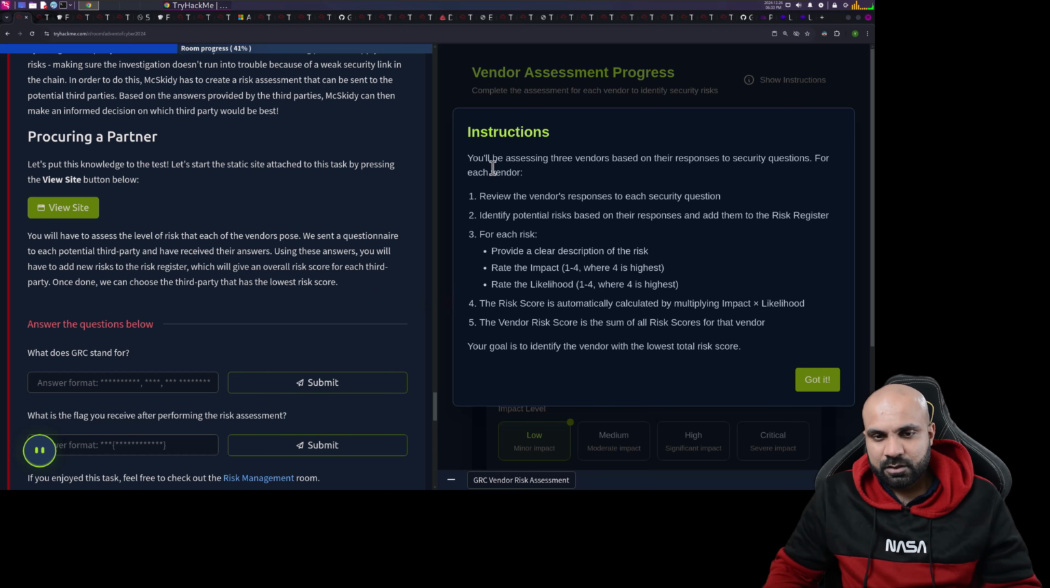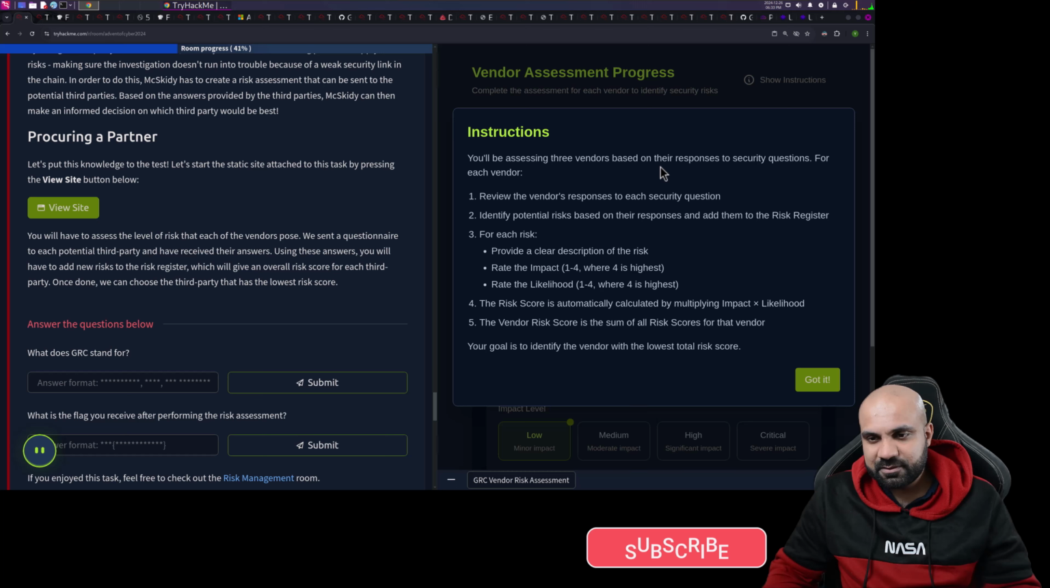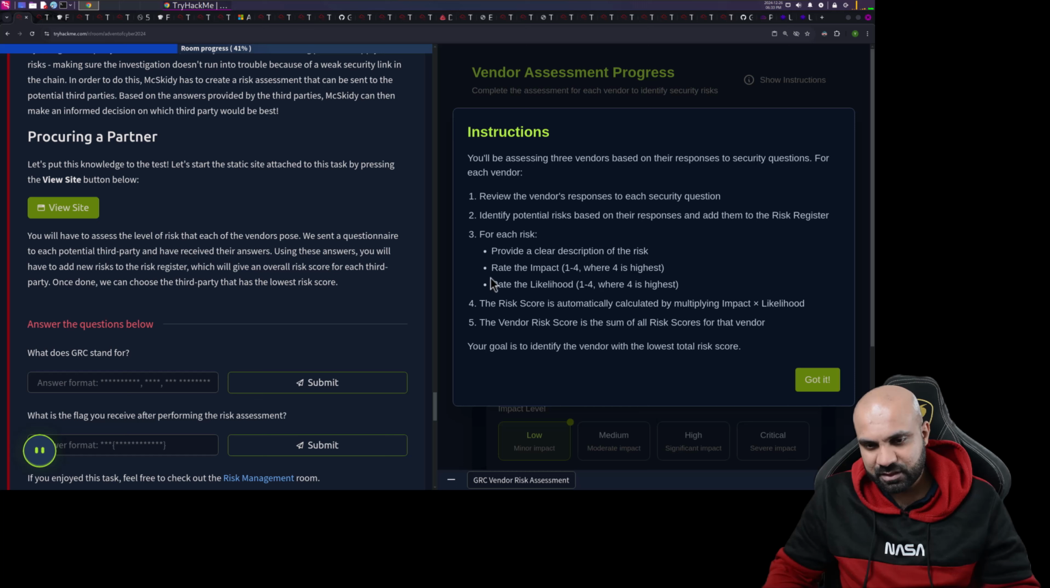So here you will be assessing 3 vendors based on their responses to security questions. For each vendor, review the vendor's responses to each security question, identify potential risk based on their responses and add them to the risk register. For each risk, provide a clear description of the risk. Rate the impact 1 to 4, where 4 is highest. Rate the likelihood 1 to 4, where 4 is highest. The risk score is automatically calculated by multiplying impact by likelihood. The vendor risk score is the sum of all risk scores of that vendor. Your goal is to identify the vendor with the lowest risk.